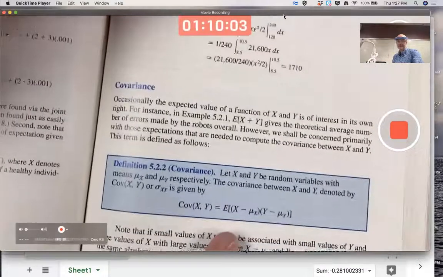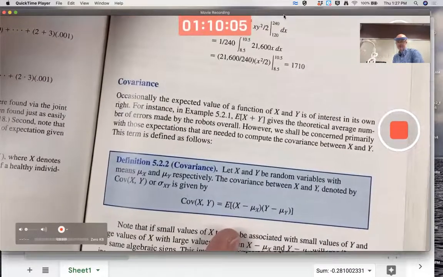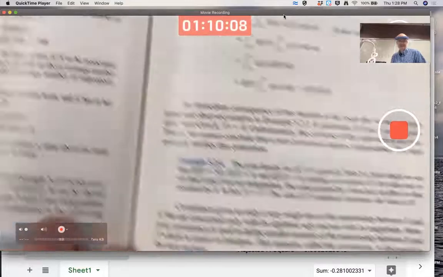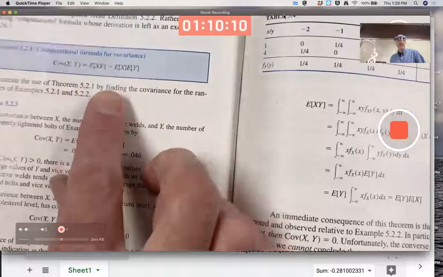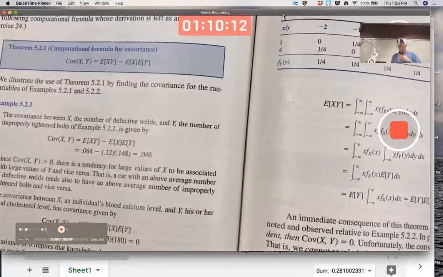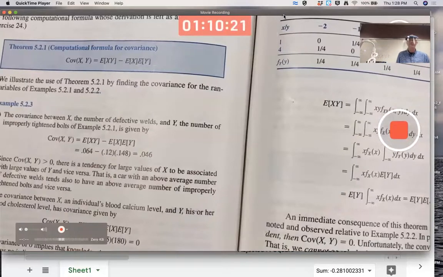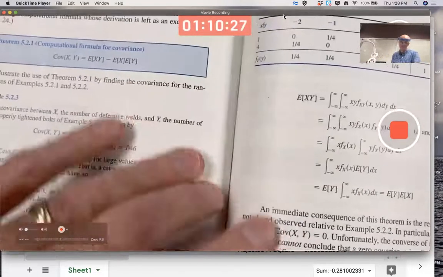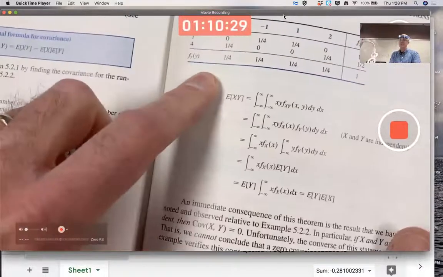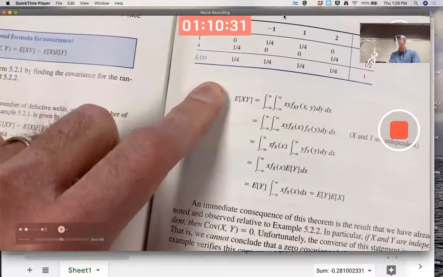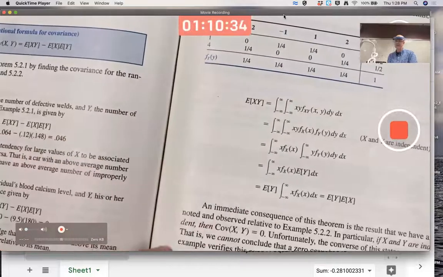Covariance is this, and there's a shortcut formula for that. That was this. And it was true that if X and Y are independent, then the covariance is 0. But it's not true to say that the covariance being 0 means X and Y must be independent. Unfortunately, that's not true. And this example with this table verifies that. A situation where the covariance ends up being 0, but the variables are not independent.